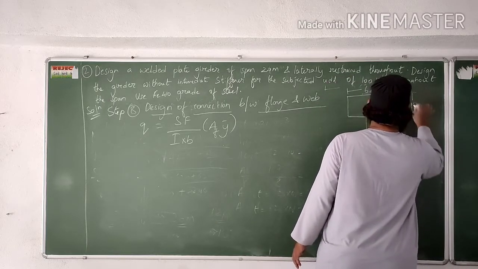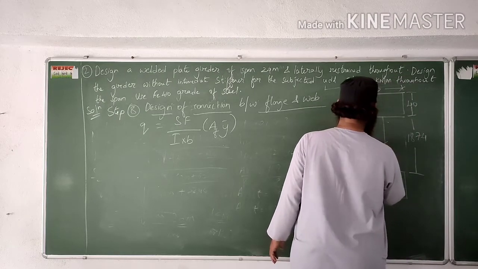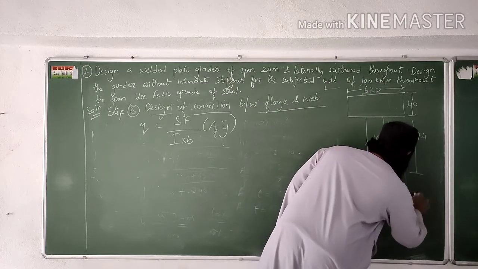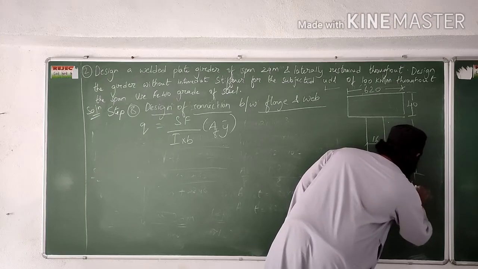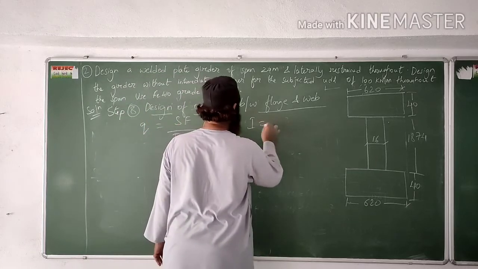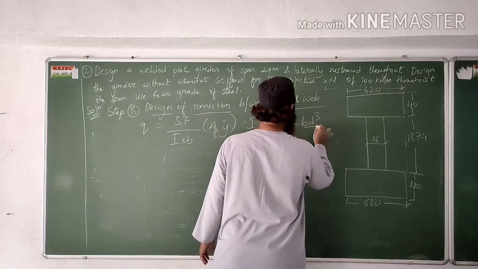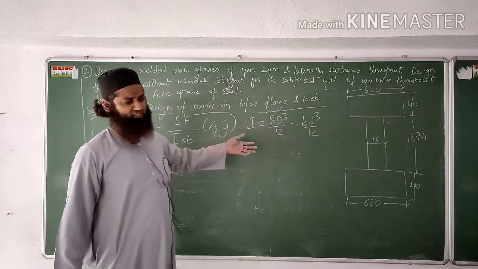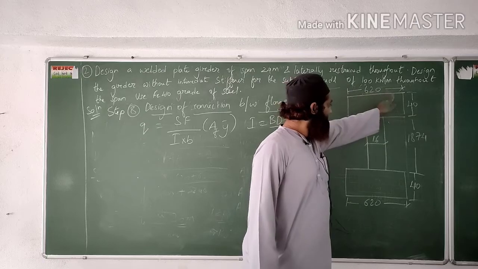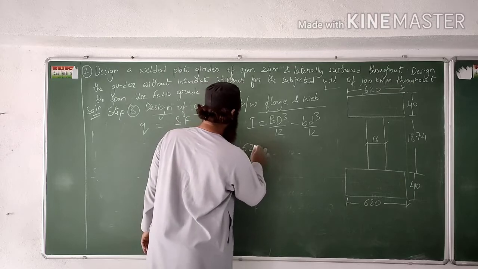You need to keep drawing the figures to get a clear picture, or else you might get confused. That is why in each step I am drawing the figures again and again, so that good clarity is obtained. Now I is equal to BD cube by 12 minus small bd cube by 12. All of you know how this formula is derived. Let us see big D. This is the whole B, B is 620. D is the whole size.